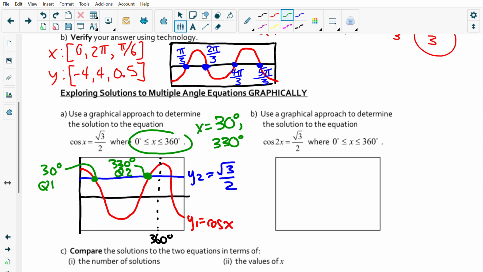Okay, letter B. Use a graphical approach to determine the solution to the equation cosine of 2x equals square root of 3 over 2, where x is between 0 and 360. Okay, what's the only difference here? Well, I'll highlight it. There's a 2x and an x. Before I graph this, let's think about this using transformations. Think about it from a transformations perspective.